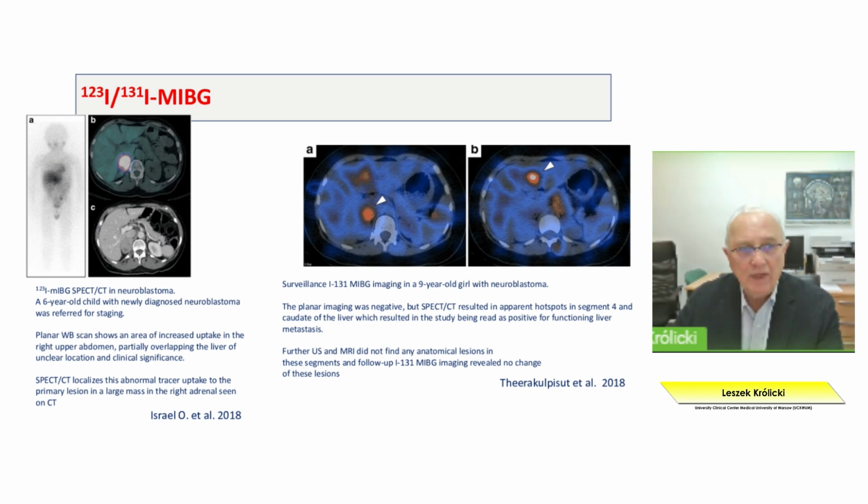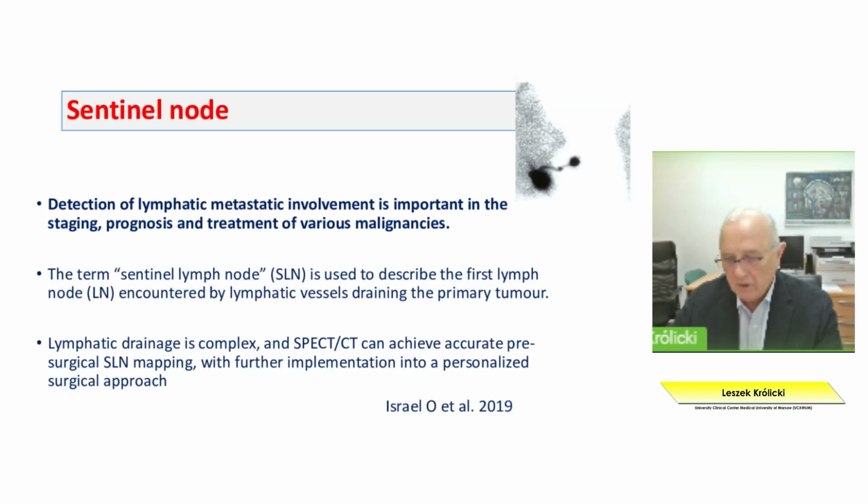And two more examples of examinations of children suffering from neuroblastoma. Here we have an example of a 6-year-old child with newly diagnosed neuroblastoma. However, it was hard to localize the lesion. Only SPECT-CT imaging allowed us to localize the primary lesion near the bone. And here is another example that you can see in the two other pictures.